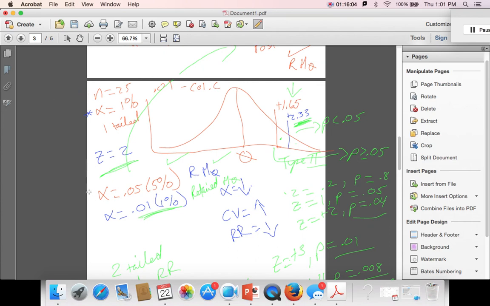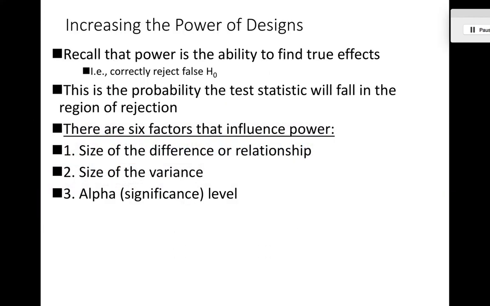So which one's more powerful? The more powerful test is going to be having a very high alpha level, the most that we can potentially give you. In this particular case, having an alpha level that is maximized at 0.05. That's why we continue to select 0.05 as the maximum alpha level.